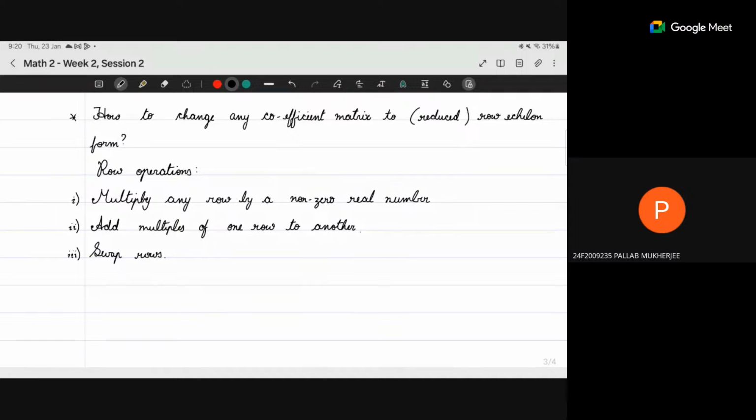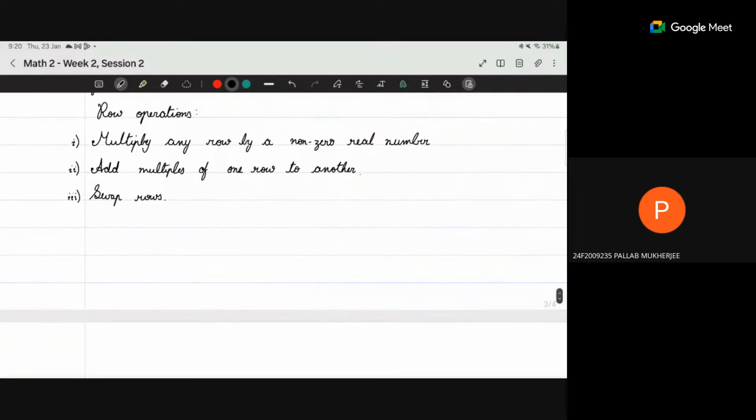Yeah, these are the three: interchange two rows, scalar multiplication, and adding multiples of one row to another. So let's start with an example again. Let's start with a slightly simpler example, slightly simpler meaning smaller order, 2 cross 3. Let's start with a 2 cross 3 matrix: 2, 2, 3, minus 1, 6, 7, something like this.